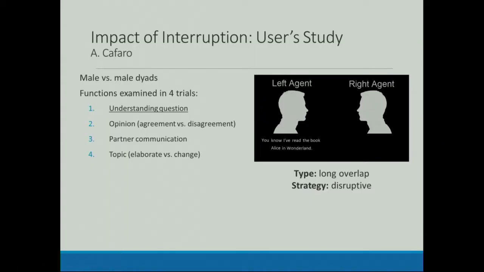We looked at 4 different contexts, and for each context, we looked at types and strategies. So for example, for the function understanding question. "You know, I've read the book Alice in Wonderland. It tells an amazing story about... When were you in the Wonderland theme park?" Again, it was the same speech synthesizer for both voices, but nobody mentioned that it was exactly the same agent. You didn't notice it.